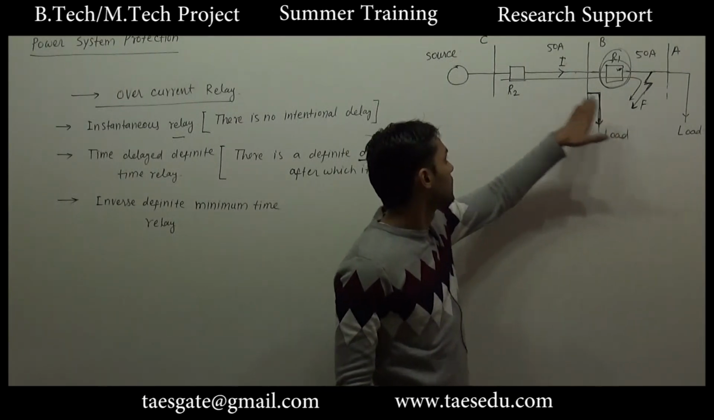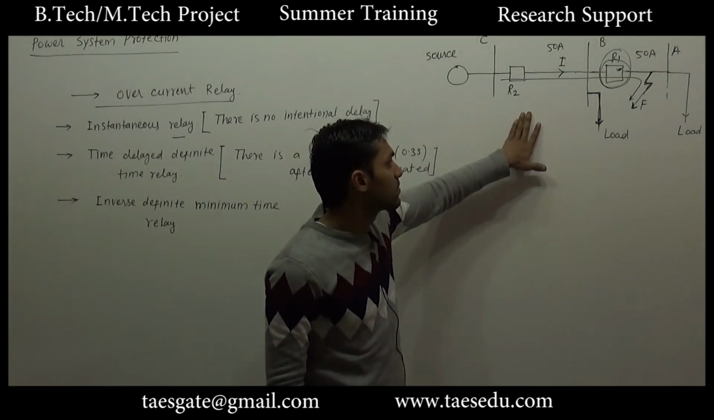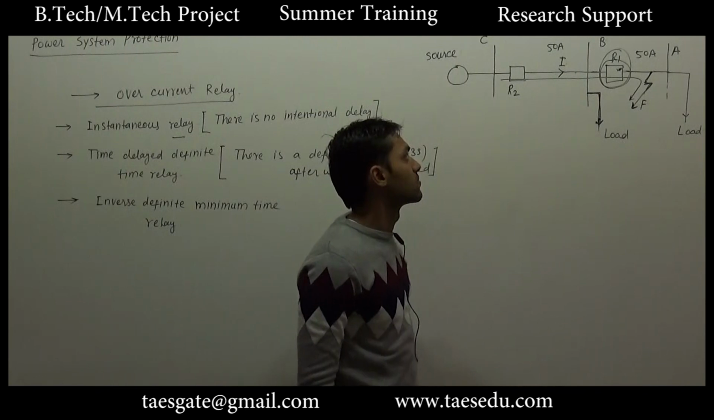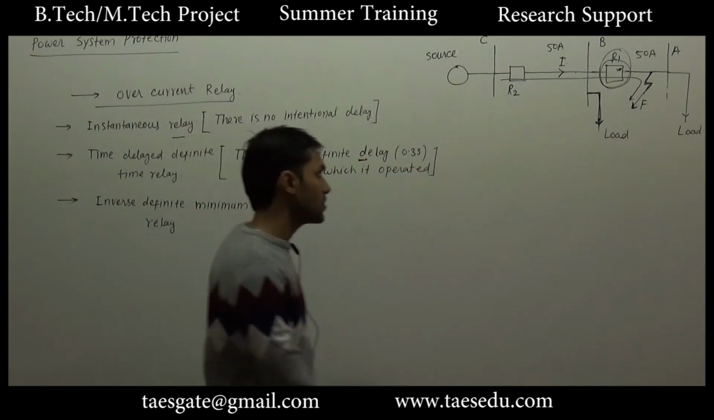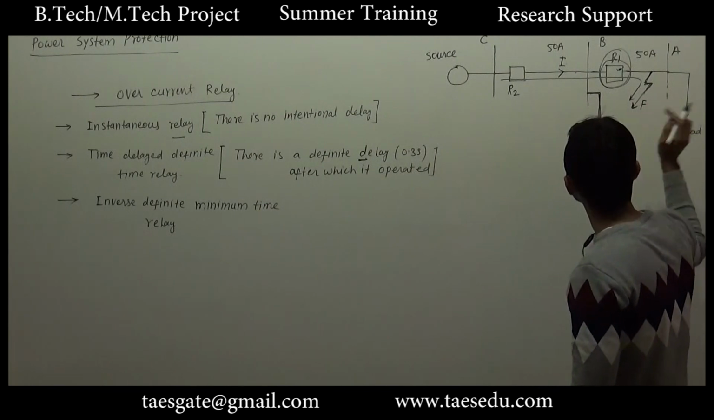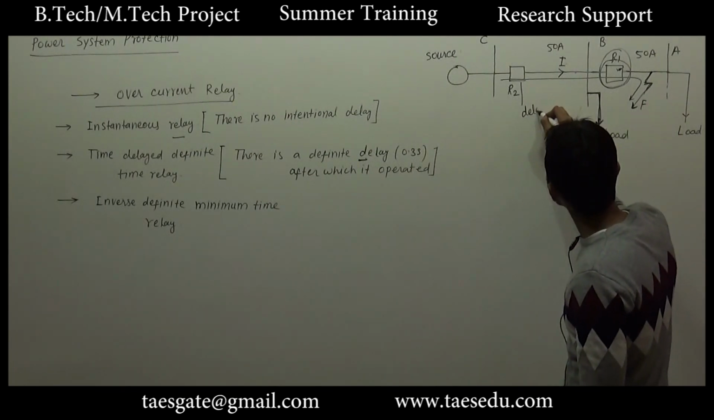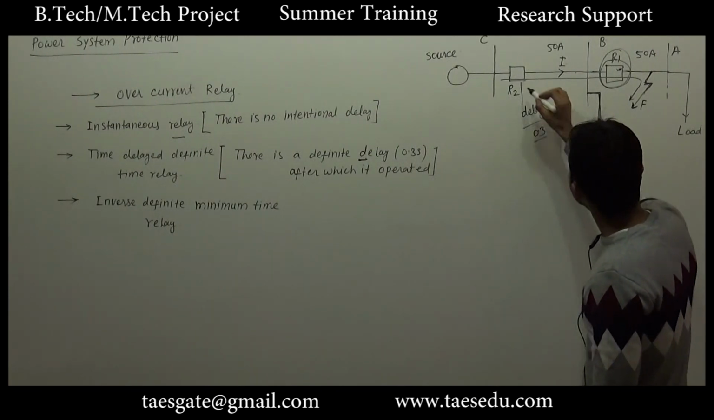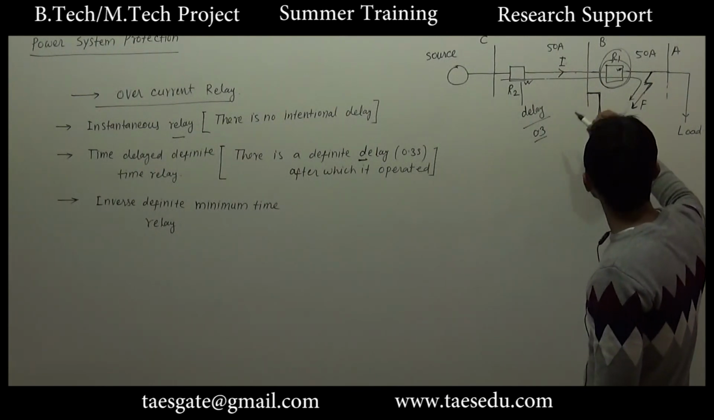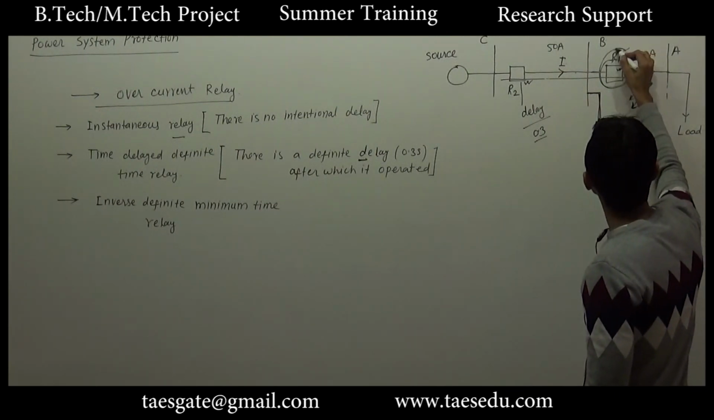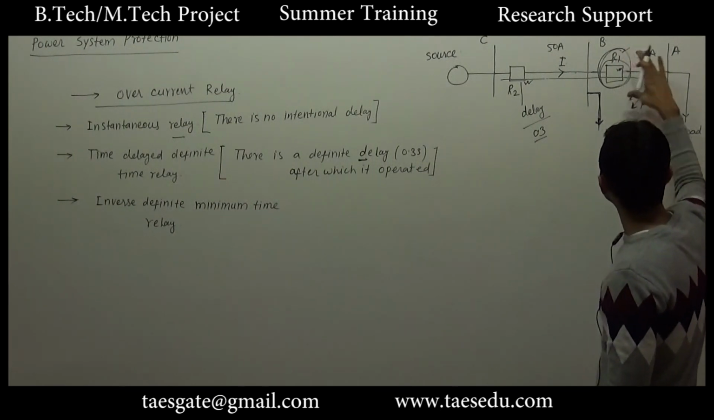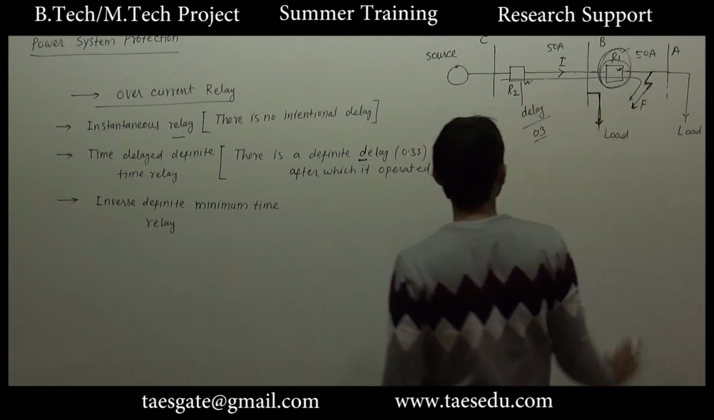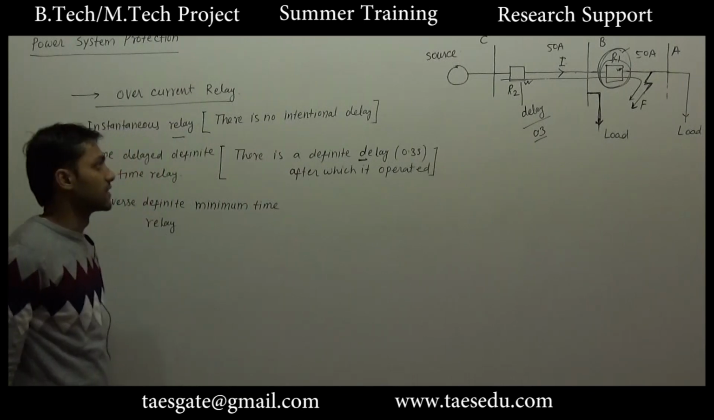Because if for this fault R2 operates, it will unnecessarily isolate this part from the electrical supply. So for this fault, we will provide a delay to this relay, let's say 0.3 second. So the relay R2 will wait for relay 1 to operate. If relay 1 operates, it will isolate this part of the circuit. If it does not operate, then R2 will operate. So this is the use of providing delay in the relay.